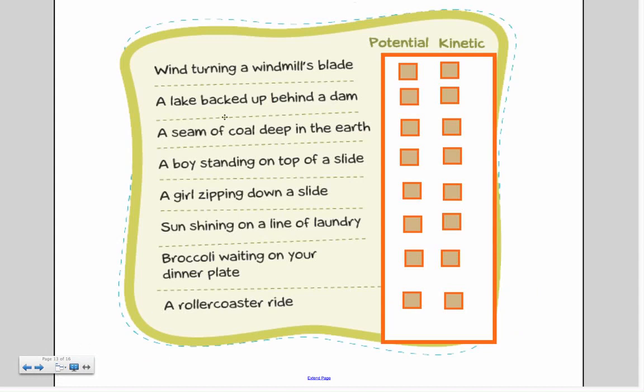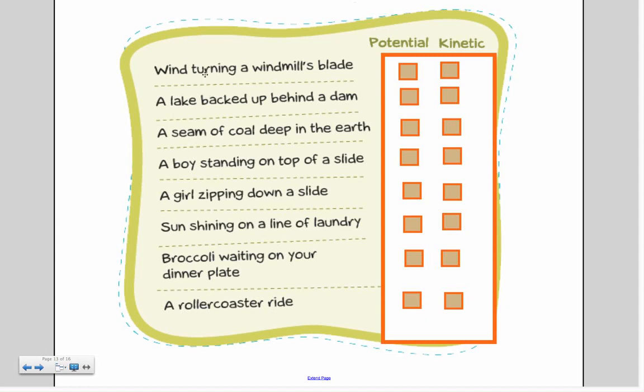And then your notes have a picture that looks similar to this in it, and you should be able to go through and say, a wind turning a windmill's blade. Is that potential energy or kinetic energy? Well, because it says turning here, I know that it's actual movement, so I would put a check mark in this kinetic energy box. The sun shining on a line of laundry. This one's going to be kind of tricky. This one down here, a roller coaster ride. Those are going to be tricky.